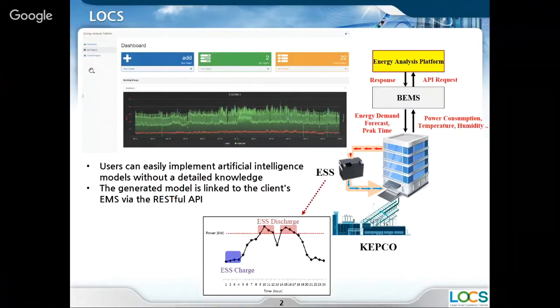The figure on the right side is the process of our business model. Based on the environment data from the buildings, our system predicts the power peak time. And this information is used to adjust the charging and discharging schedule of the ESS. So the clients can control the peak value of power.